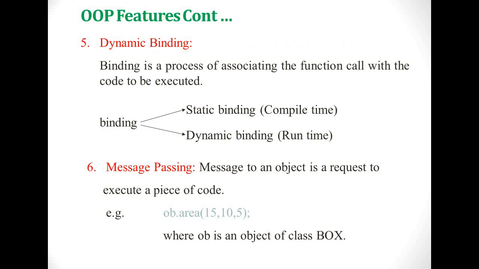Dynamic binding. Binding is a process of associating the function call with the code to be executed. There are two types of binding: static binding and dynamic binding. Static binding is compile time, dynamic binding is runtime. Message passing. Passing a message to an object is a request to execute a piece of code. Using the object, we are executing, where ob is an object of the class Box. Whenever the object is created, the class will be called.